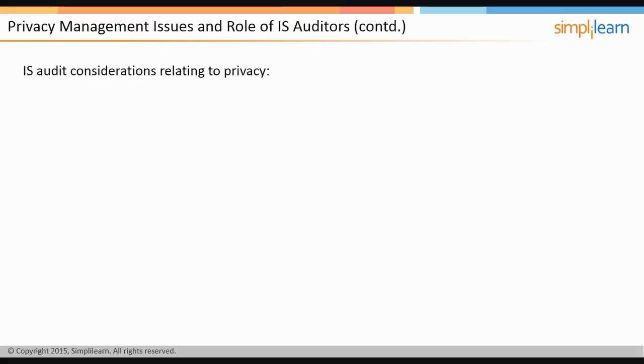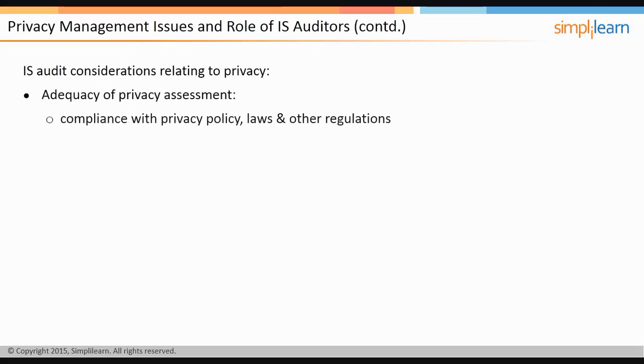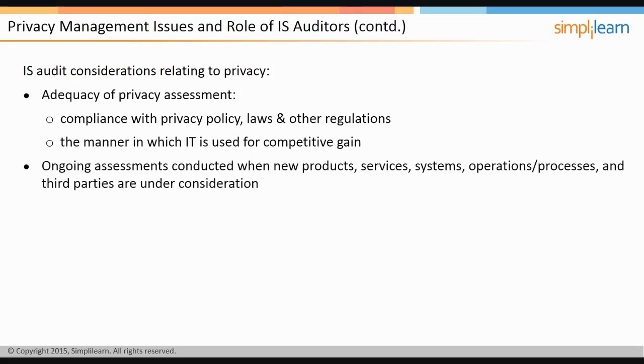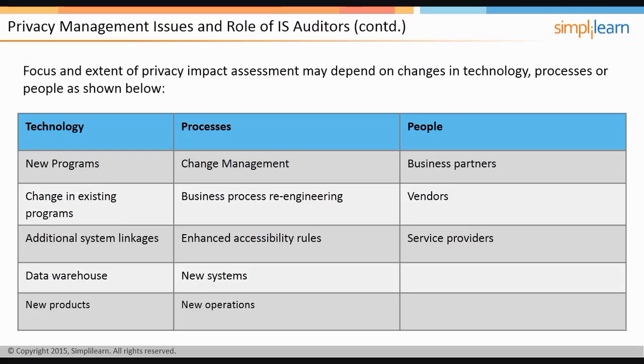IS audit considerations relating to privacy include adequacy of privacy assessment, for example, compliance with privacy policy, laws, and other regulations, and the manner in which IT is used for competitive gain. Another consideration is the ongoing assessments conducted when new products, services, systems, operations, processes, and third parties are under consideration. Besides, transborder and multinational laws should also be considered. Focus and extent of privacy impact assessment may depend on changes in technology, processes, or people, as shown below.